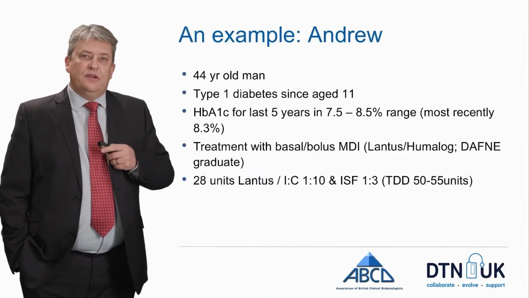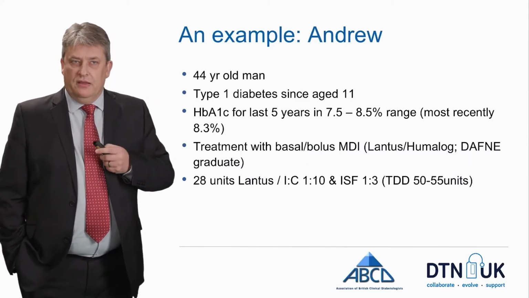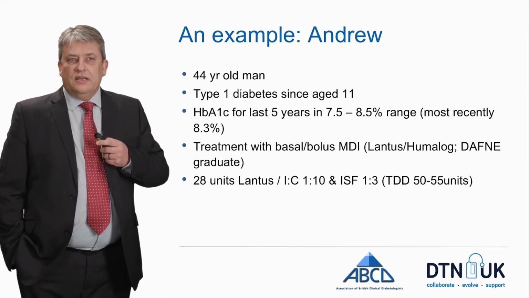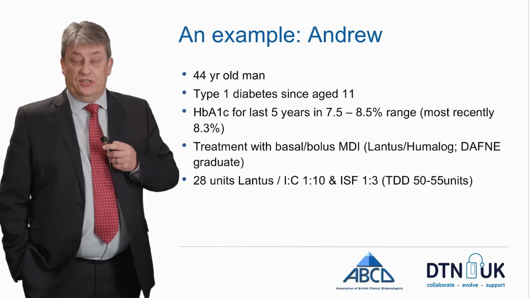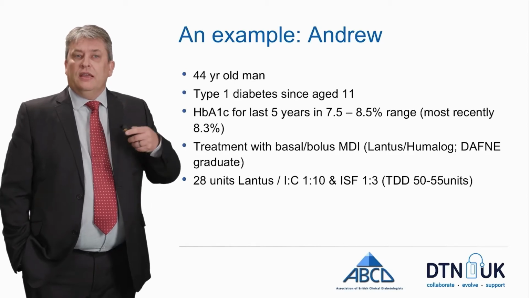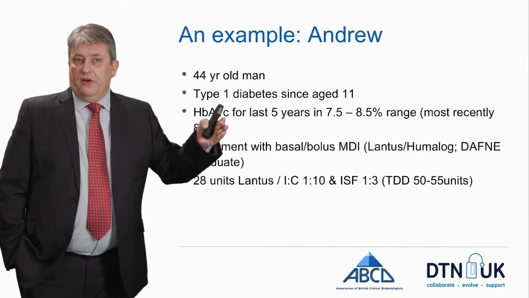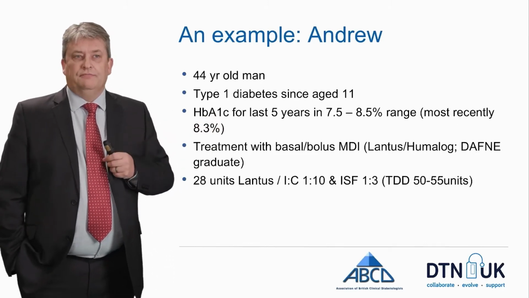So I'd like to give you an example of that process to finish with, a gentleman from my clinic who I saw some time ago now. He's a 44-year-old man who's had type 1 diabetes for nearly 30 years. Sorry, just over 30 years. His hemoglobin A1C has generally run along in the range between 7.5 and 8.5. So not perfect, but actually pretty good. Most recently, 8.3%.